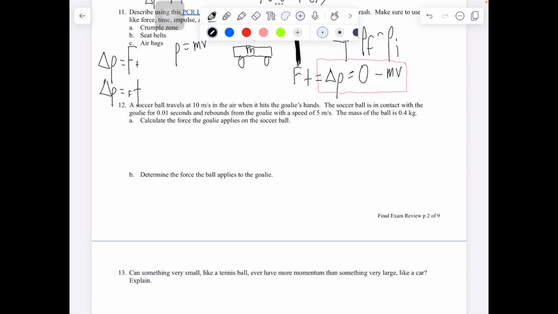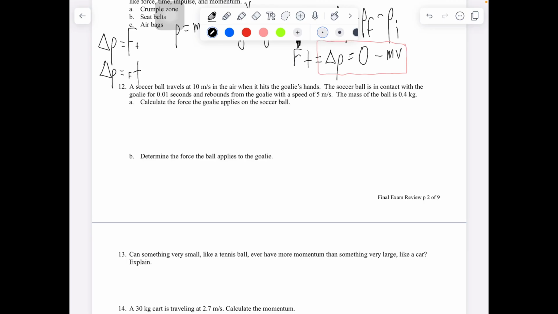All right. So, where were we? Soccer ball travels at 10 meters per second in the air when it hits the goalie's hands. Soccer ball is in contact with the goalie for 0.01 seconds and rebounds from the goalie with a speed of 5 meters per second. The mass of the ball is 0.4 kilograms. Calculate the force the goalie applies on the soccer ball. Determine the force the ball applies to the goalie.